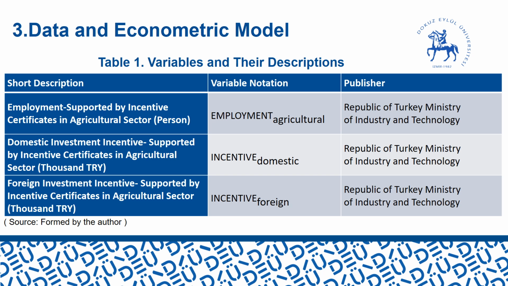I want to continue with the data and econometric model. Definitions of variables used in the model are shown in table 1. Time series from 2001 to 2023 have been used in the study, which are generated from the Ministry of Industry and Technology database in Turkey. Also, domestic and foreign investment incentive variables are measured in Turkish lira, while the agricultural employment variable is measured in persons, supported by incentive certificates in the econometric model. And all variables have been included in the model after taking logarithms.